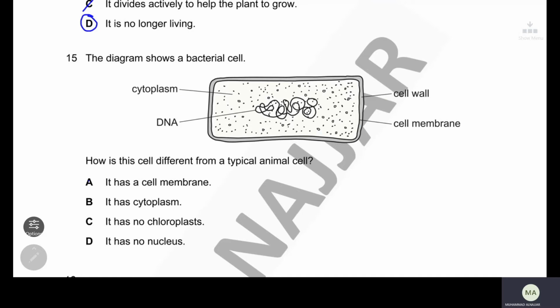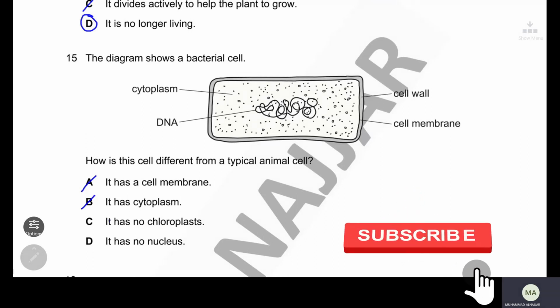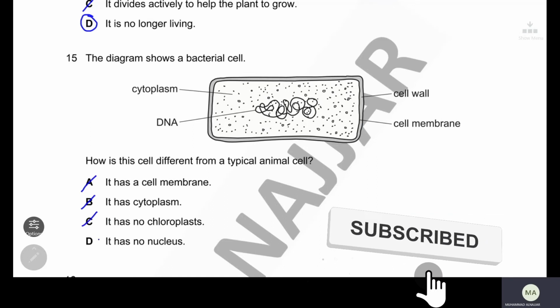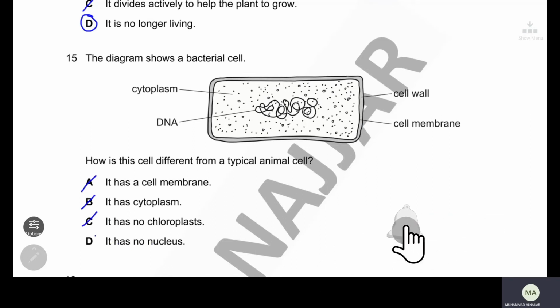Let's look at the answers. Choice A, it has a cell membrane. It's found in both, so it is not a difference. We will exclude this. It has a cytoplasm. Surely no, because it's in both the typical animal cell and the bacteria. It is not a difference. It has no chloroplast. Even the animal cell does not have chloroplast. It has no nucleus. Yes, that's perfect. And this is the correct answer.